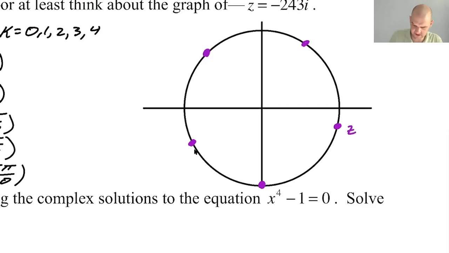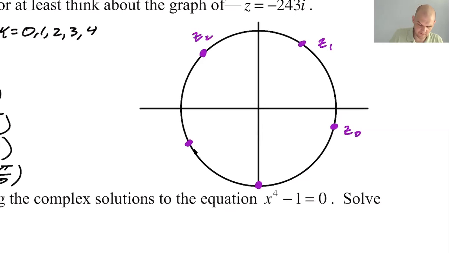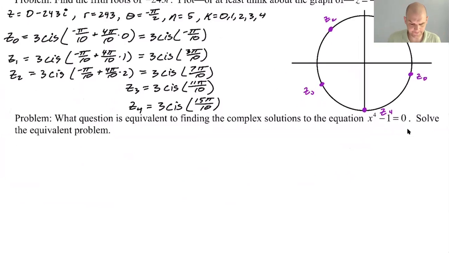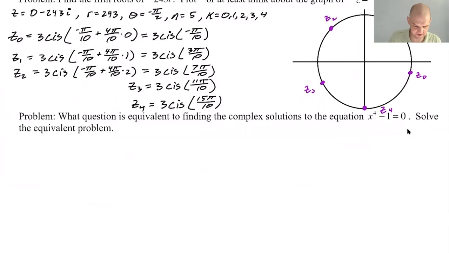So this is z0, and then z1, z2, z3, and z4. Those are our complex numbers. They're all 2 pi divided by 5 apart. If it was the 17th roots, they'd be 2 pi divided by 17 apart. They're always evenly spaced around a circle. It's kind of amazing. So let's see this next problem.